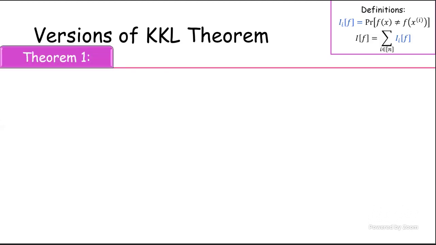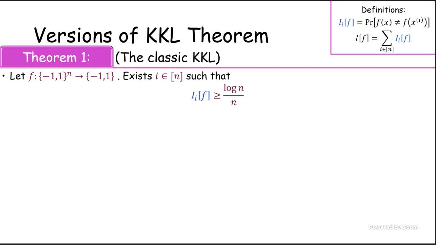So what is the KKL theorem? The classic version says that for any Boolean function, let's think about balanced functions, there exists some variable with high influence, at least log n over n. We know that the trivial bound is that for Boolean functions the total influence is at least 1, and then there exists at least one individual influence which is at least 1 over n. So the KKL says actually that there is an individual influence with a non-trivial factor of log n.